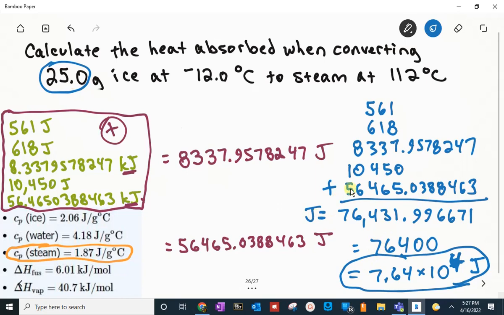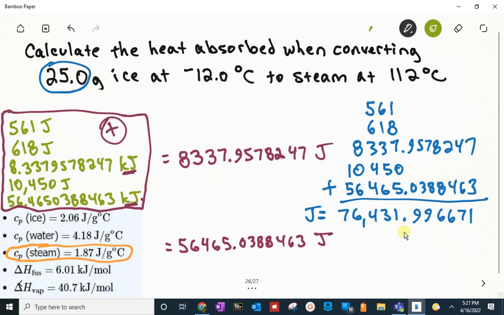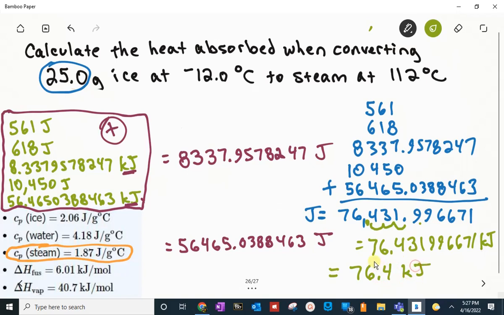Now, if you need this in kilojoules, all you have to do is just move the decimal point 3 times backwards, and that will give you 76.431996671 kilojoules, which again we need to round to 3 sig figs, so that would be 76.4 kilojoules.